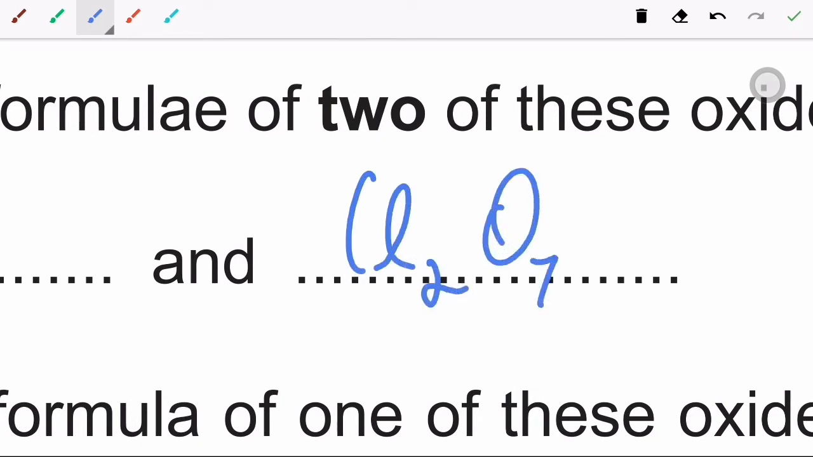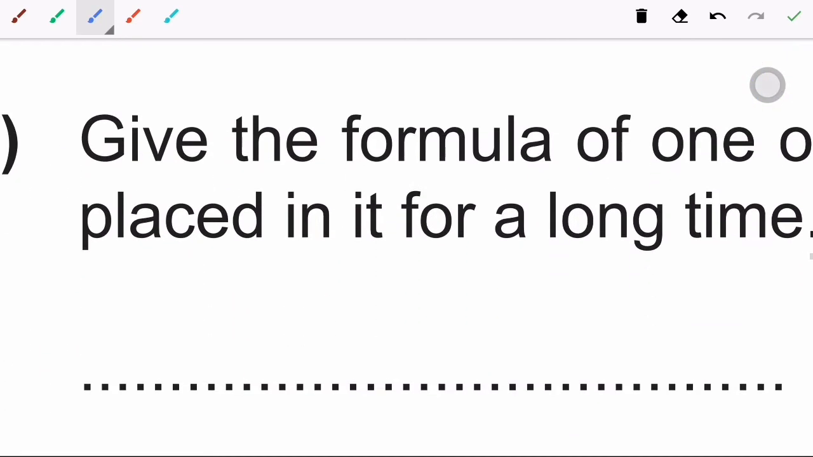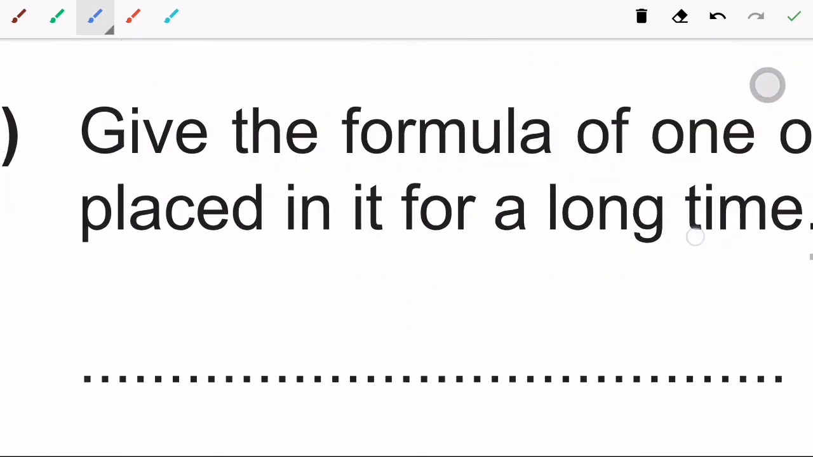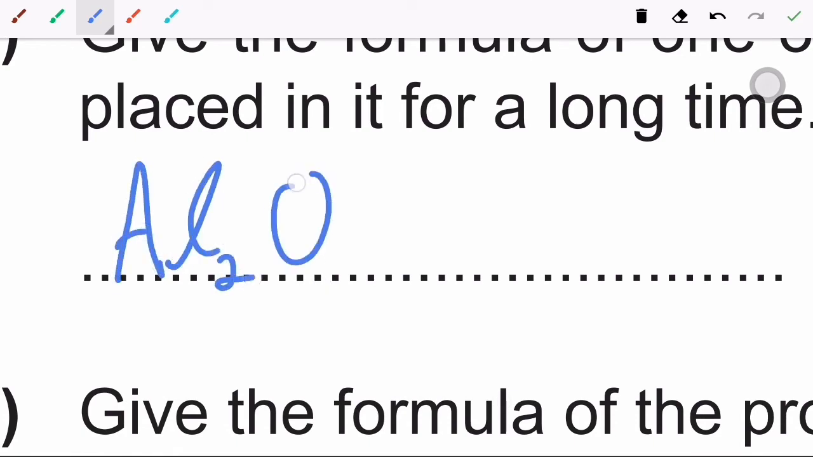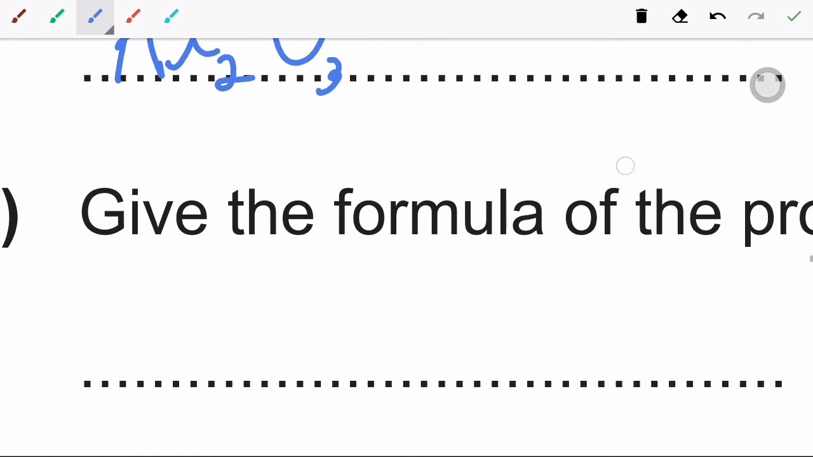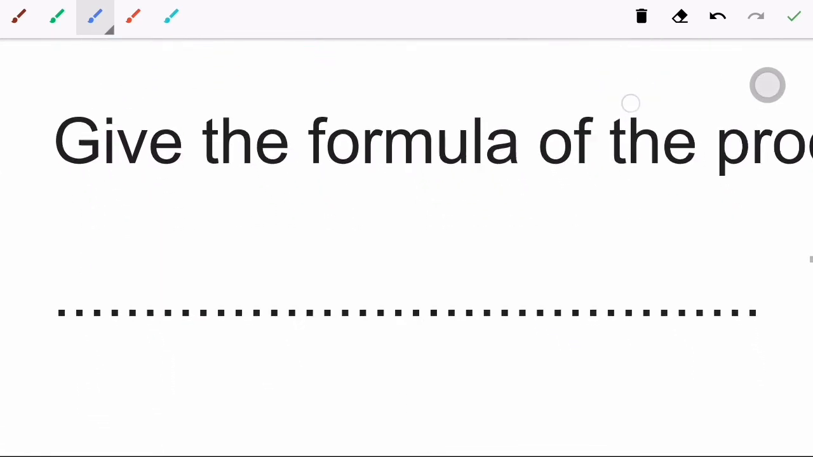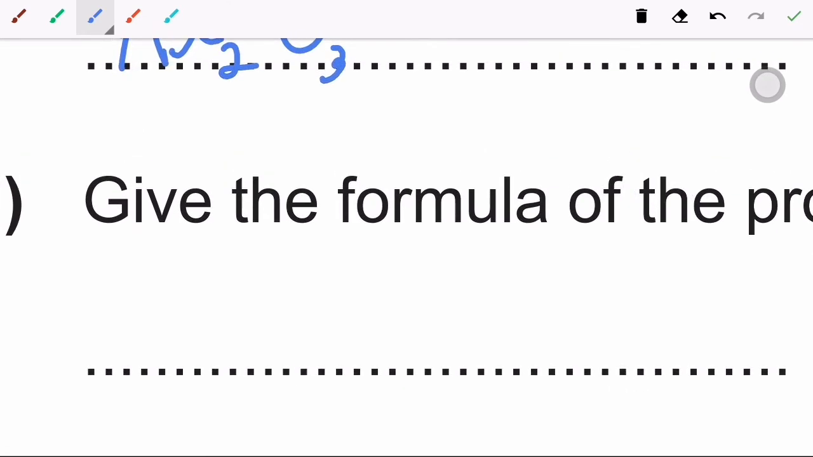Give the formula of one of the oxides that will give no reaction with water when you place it in water for a long time. That is magnesium oxide. No, it cannot be magnesium oxide. It can be Al2O3. Magnesium oxide is basic or reacts. So we want something that is amphoteric, yes.